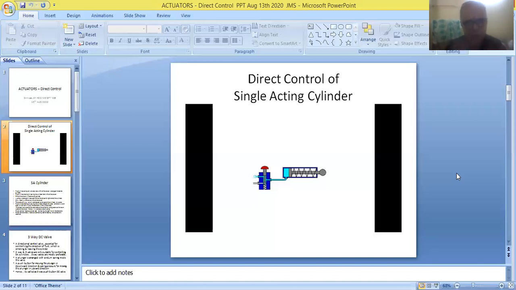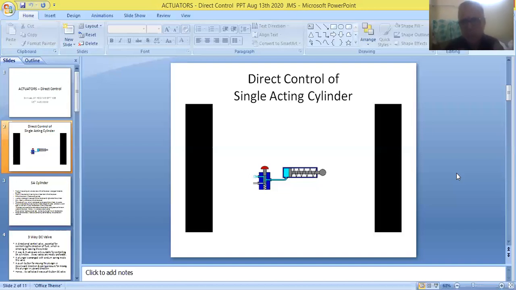So whatever may be the case, in both the cases, this port is used for discharging the fluid that is coming out of the system. So that's why it is called the exhaust port of the DC valve. So friends, this valve has three ports. One is the inlet port of the DC valve, this is the outlet port of the valve, and this is the exhaust port of the DC valve.